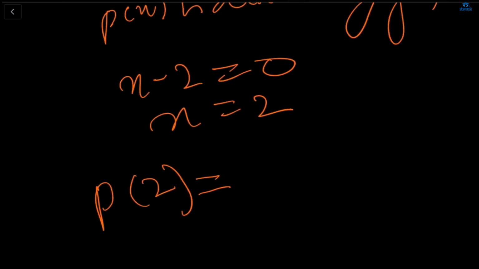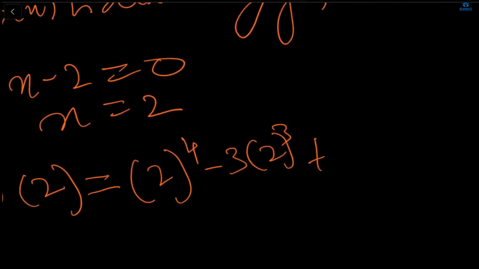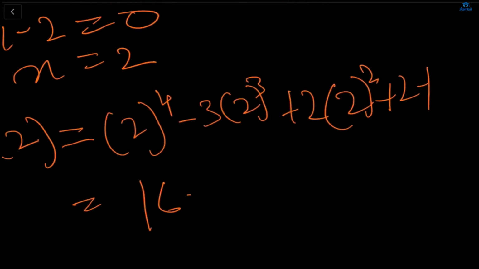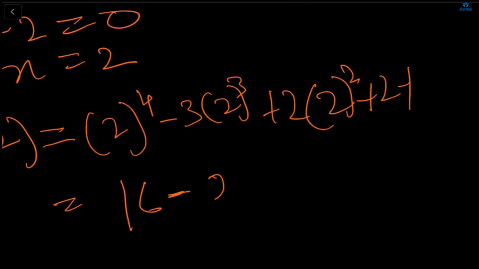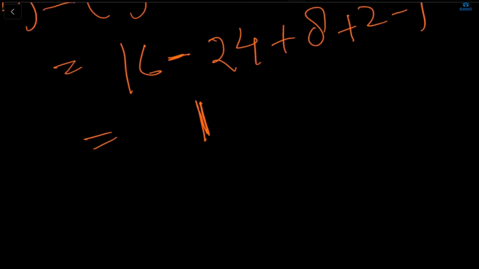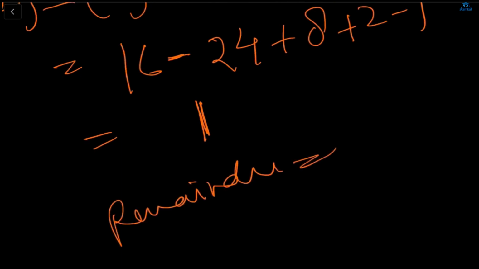So it will be 2 to the power 4 minus 3 times 2 cubed plus 2 times 2 squared plus 2 minus 1. This gives 16 minus 24 plus 8 plus 2 minus 1. The final answer that you got is 1. So the remainder is 1.